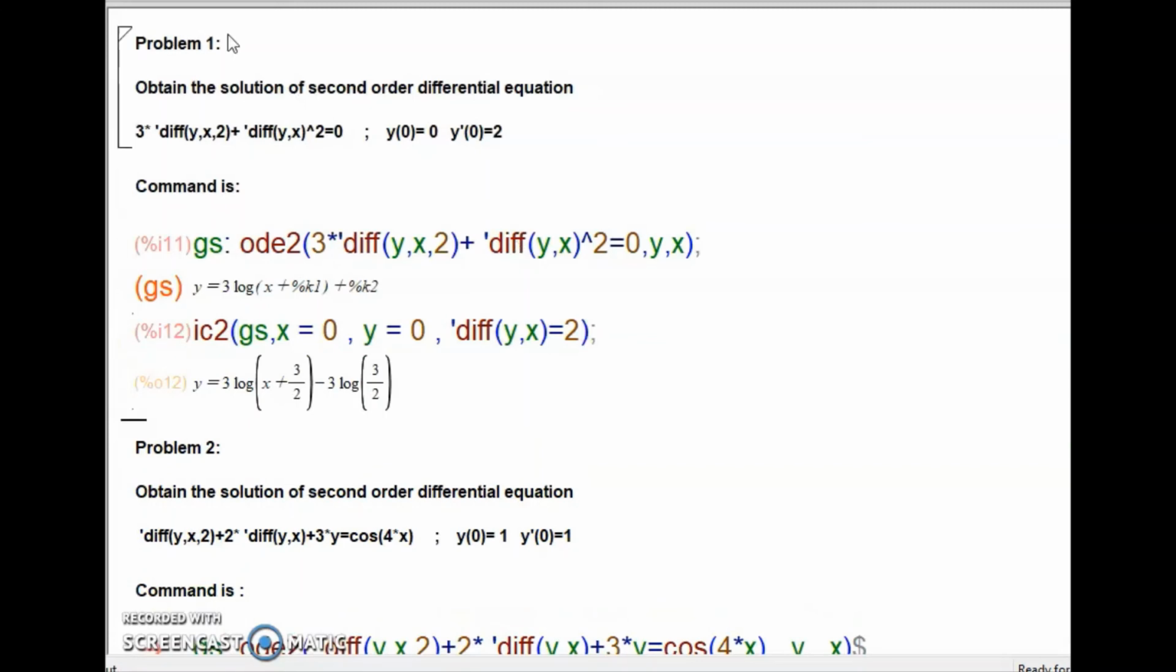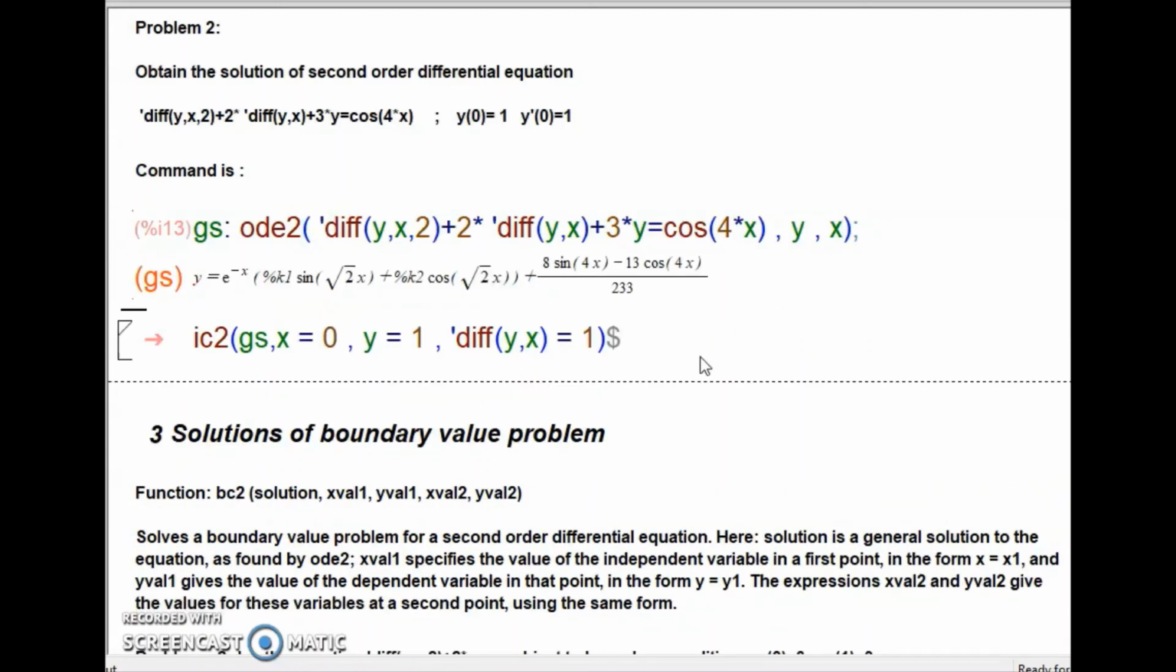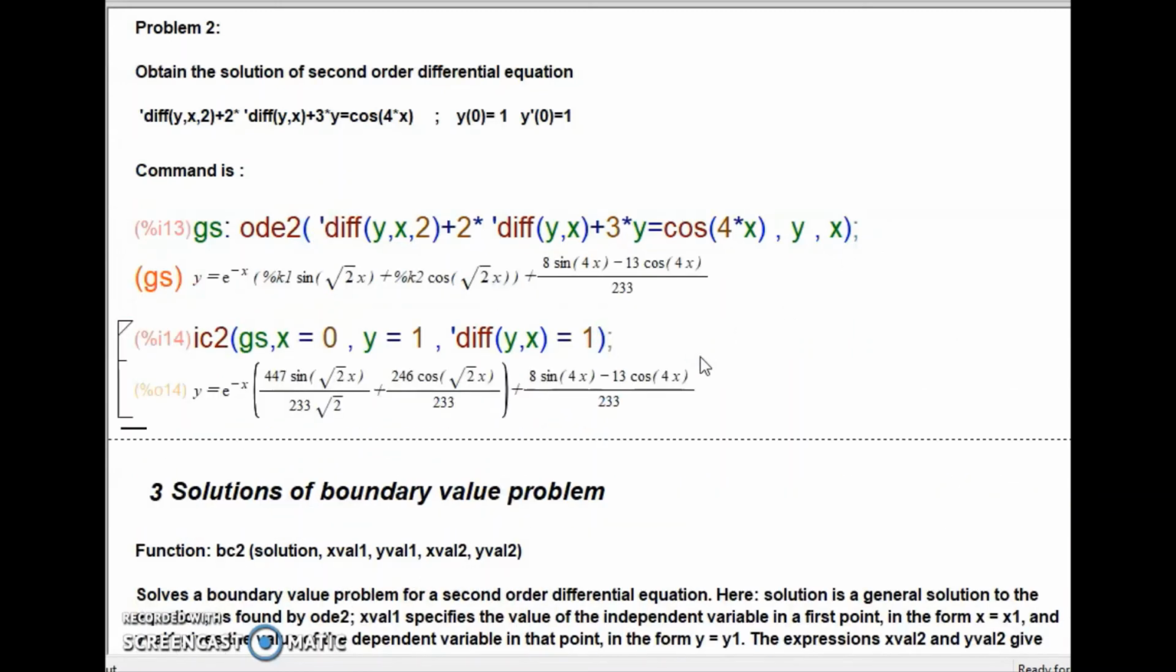Now let us move on to the next problem. So you have a differential equation. Here also we have a second order differential equation because we have 2 here. And you can see we have 2 conditions. I have already typed the syntax for this. ODE2 refers to the second order differential equation. IC2 means 2 conditions are available. And I have suppressed the output here by putting the dollar sign. You can pause this video and find out the result yourself. I'm going to remove this now. Yes, you got your answer.